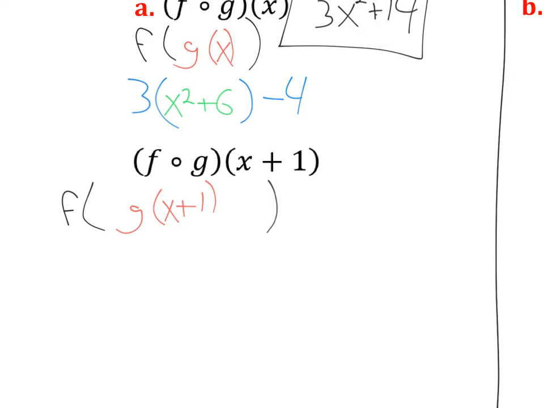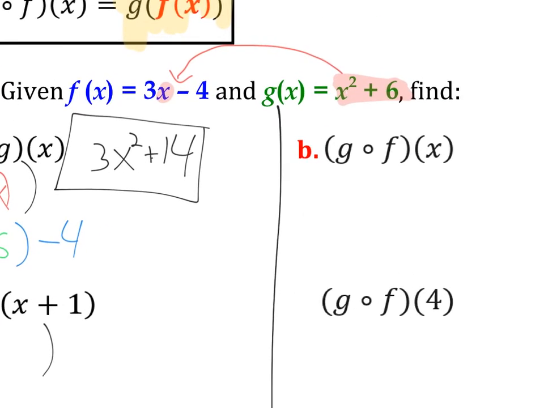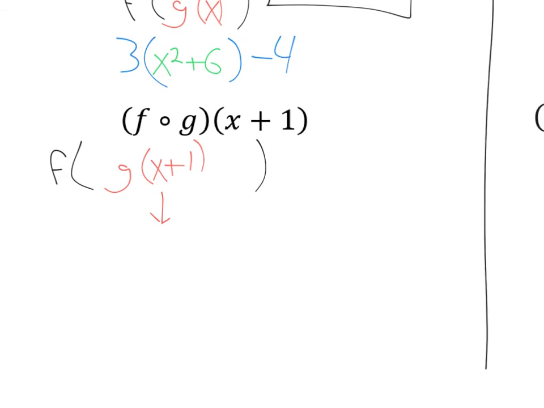Well, remember what I said earlier, right? We always want to work from the inside out. So I'm actually going to take care of this g of x plus 1 business first, and then we'll plug that into the f function. So g of x plus 1, that means I'm going to take the g function, and in place of x, I'm going to replace that with an x plus 1 in parentheses. So g of x plus 1 is really going to be x plus 1 squared plus 6.